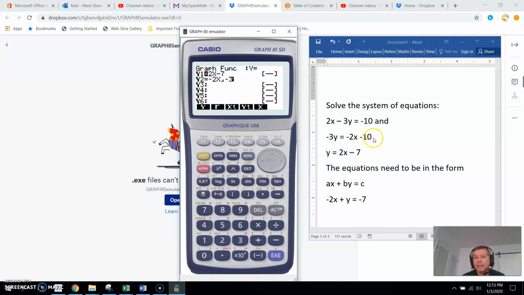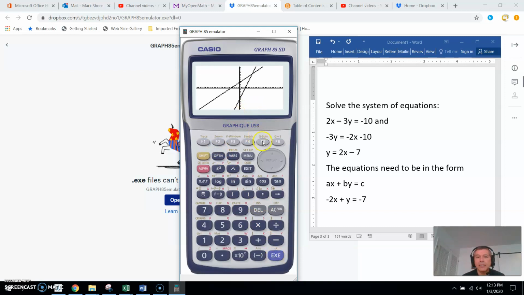And then this negative 10 also has to be over 3. So minus 10, and then you can use the fraction key or divide over, what is it, negative 3. And now if we hit execute, that locks that one in. And now we're going to draw both of these. And then we have to zoom out a little bit to get where they graph, or zoom auto. And let's hit execute. And I might have to zoom out again. So I might have to do that a couple times till we see where they intersect.